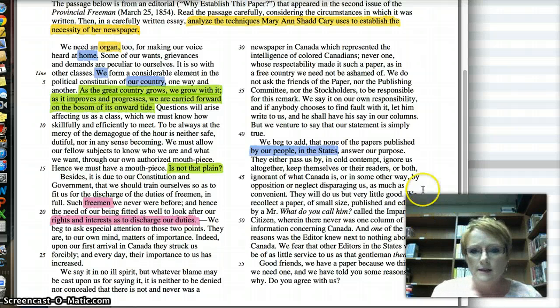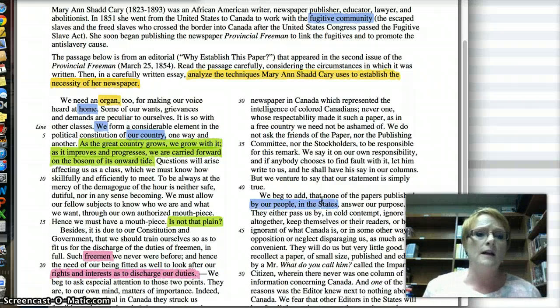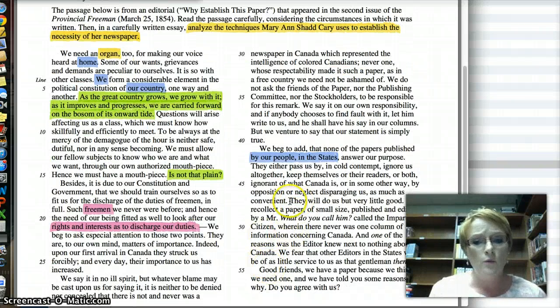Now, this idea of setting up an example, she says, there's never been a paper that does what needs to be done for the fugitive community, the escaped slaves and the freed slaves who have moved into Canada. She said there was a paper, but it was useless. And it was useless because they never provided any information concerning Canada.